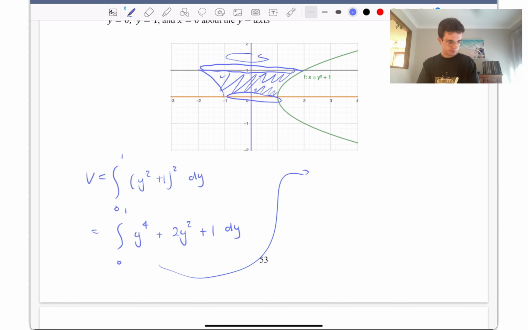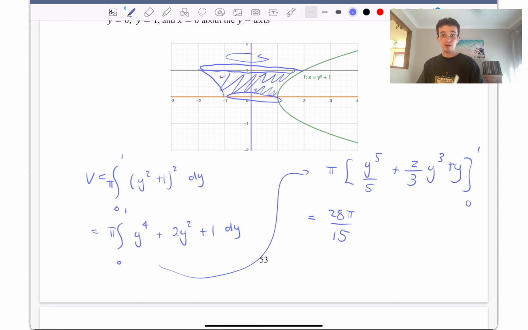which is, forgetting to times it by pi, y to the power of 5 on 5 plus 2 on 3 y cubed plus y from 0 to 1, which is 28 on 15 pi if you substitute all of that in. And that's rotating about the y-axis.